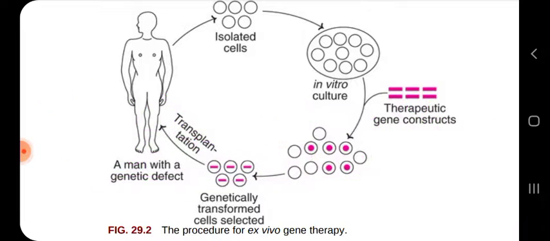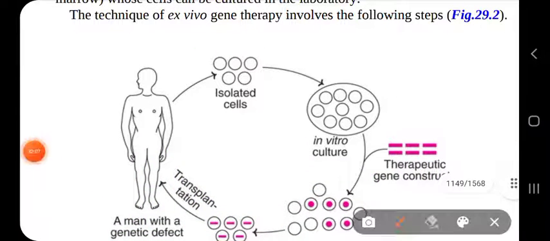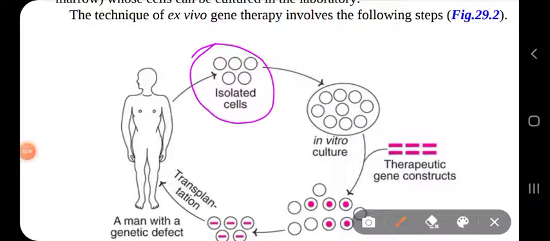As you can see in this picture, it has been mentioned here. Then what do we do? The next step is this one. Grow the cells in culture. Those isolated cells are cultured.